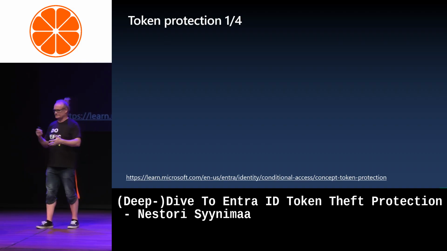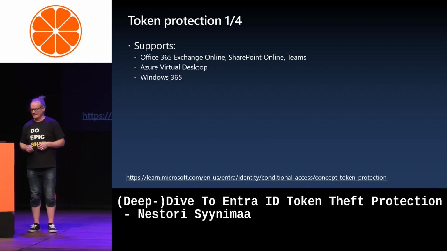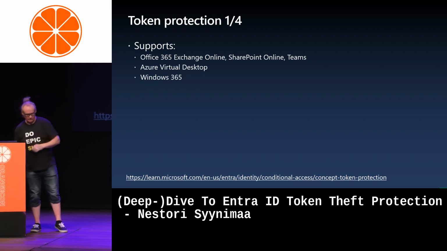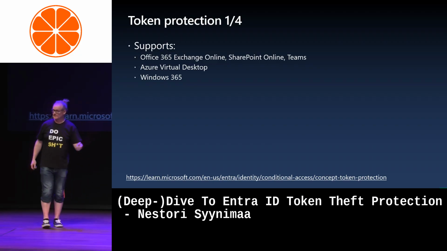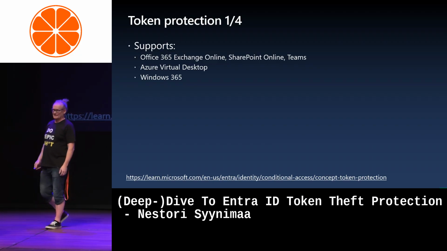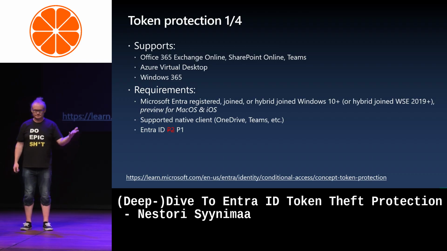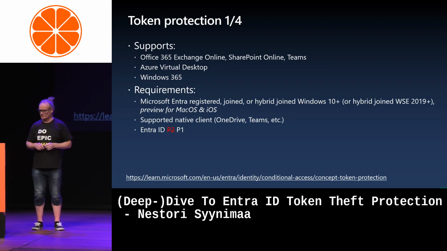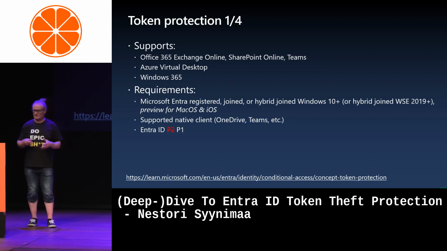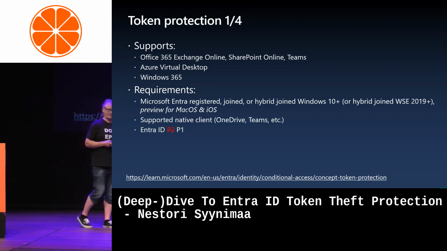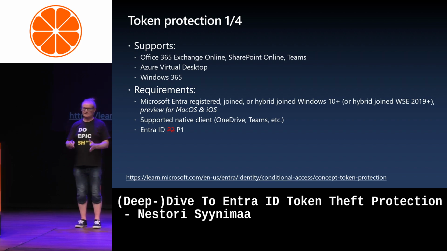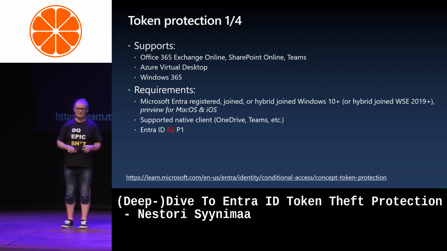So this is a bit difficult subject, so let's try to walk this through. First of all, it supports certain backend services like Exchange Online, SharePoint Online, and Teams. It requires that you have a supported client. So currently, Windows 10 machine, which is hybrid joined or registered, and that's now in preview for macOS and iOS. Quite recently, we made a decision that you don't need to have P2 anymore, so only P1 is enough, so it saves you a lot of money.